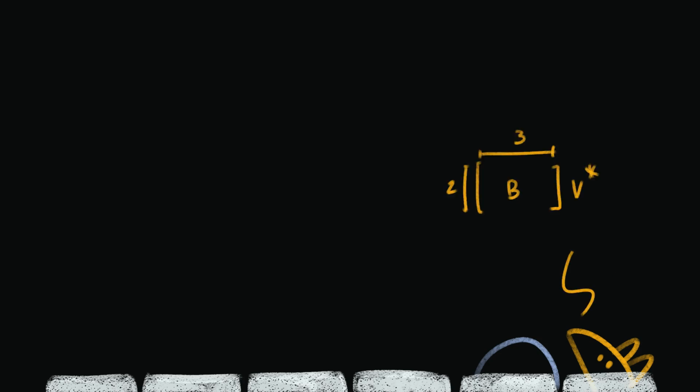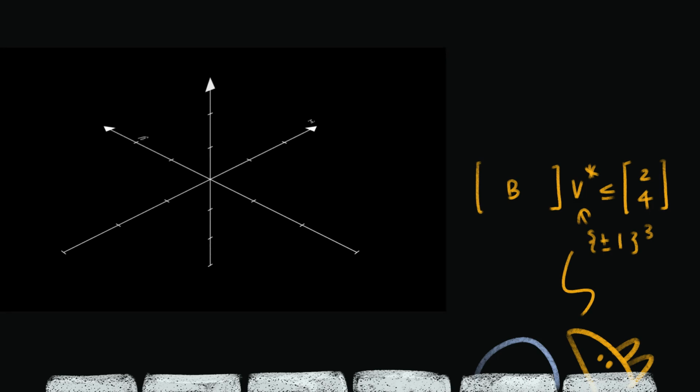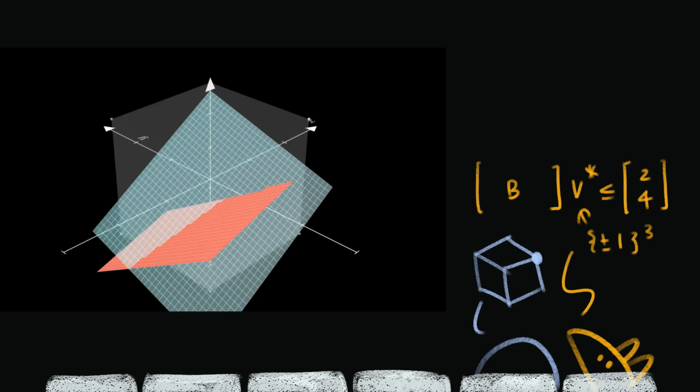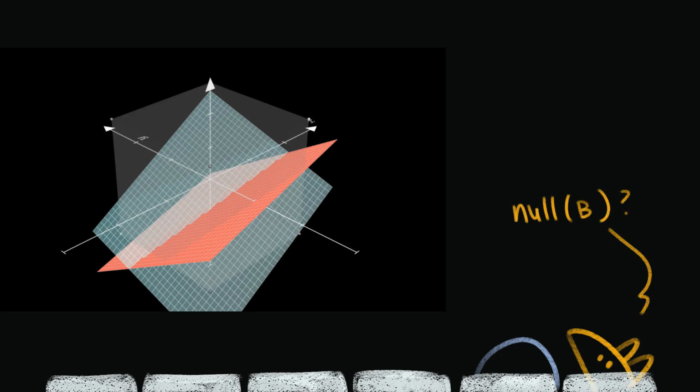Before doing so, let us consider the simple case of a 2x3 matrix B. What can you tell me about this inequality, where the coordinates of v star are plus or minus 1? Well, v star is the corner of the cube and must live in the intersection of the half-planes defined by the rows of B. Describe the null space of B. It has to contain some non-zero vector. This is true generally for matrices with more columns than rows.